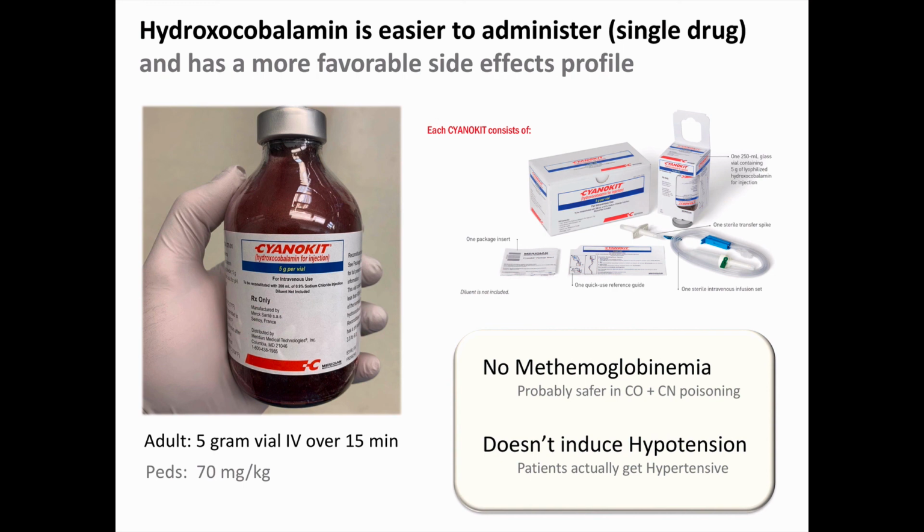It doesn't cause methemoglobinemia, which reduces the blood's oxygen carrying capacity. This may be a particular advantage in combined CO-CN poisoning from smoke inhalation. Hydroxycobalamin also does not cause hypotension like the nitrites can. In fact, patients actually briefly get hypertensive from hydroxycobalamin, probably because it scavenges endogenous nitric oxide.